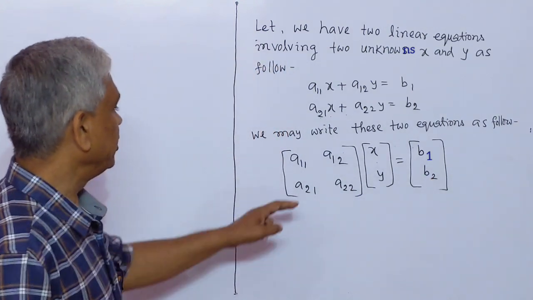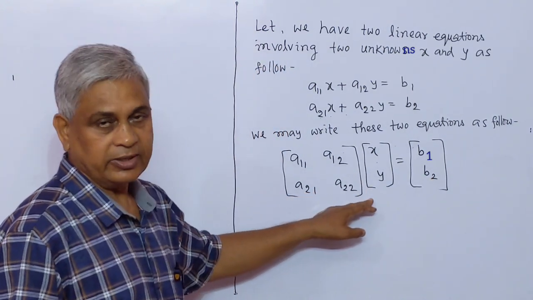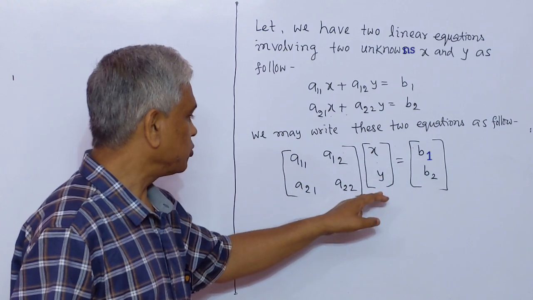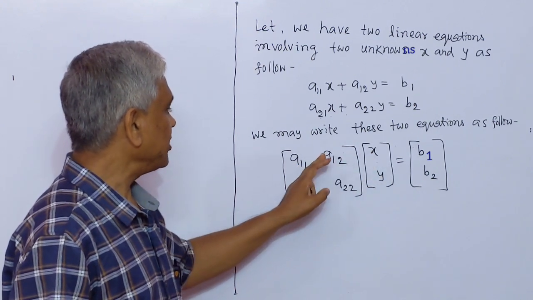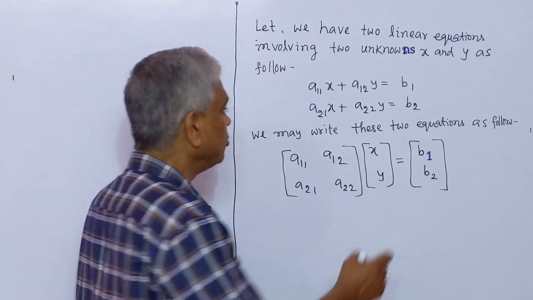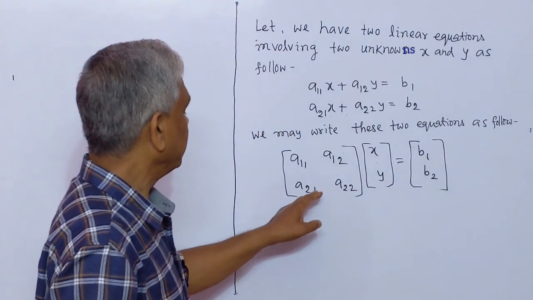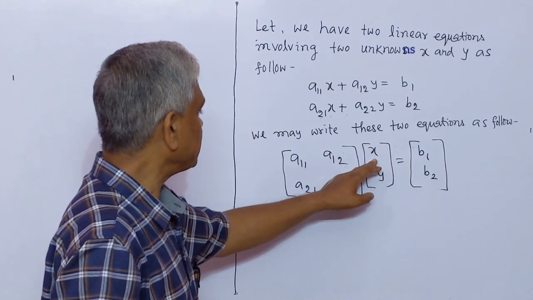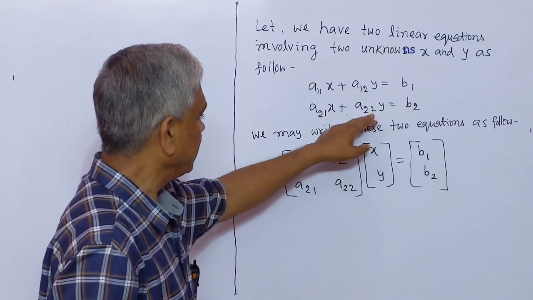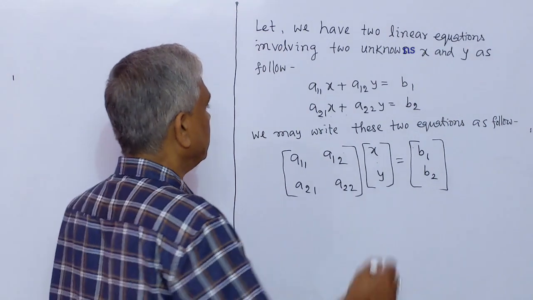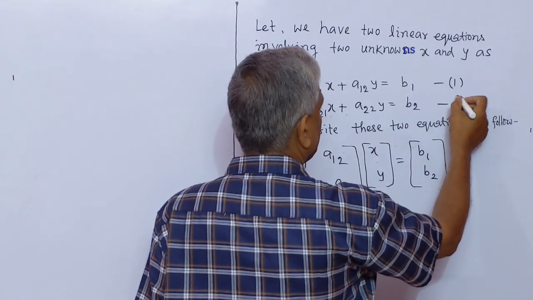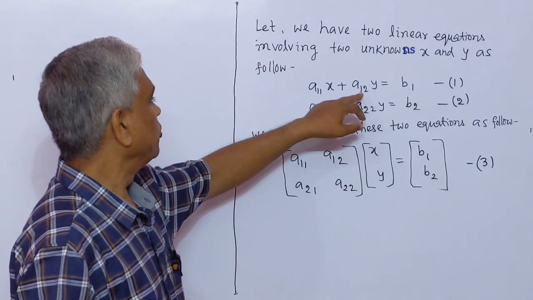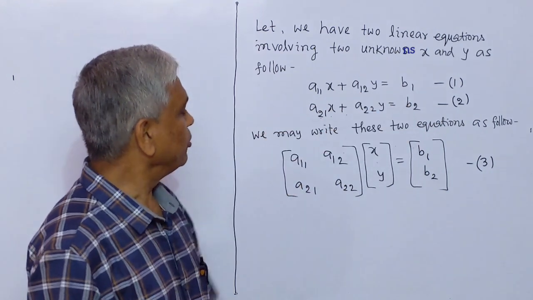Here it is clear that if we multiply these two matrices on the left side, firstly multiply first row with first column: A11x plus A12y equal to B1. Next, we multiply second row with first column: A21x plus A22y equal to B2. So this is number 1, this is number 2, this is number 3. So number 3 agrees with equations number 1 and 2.